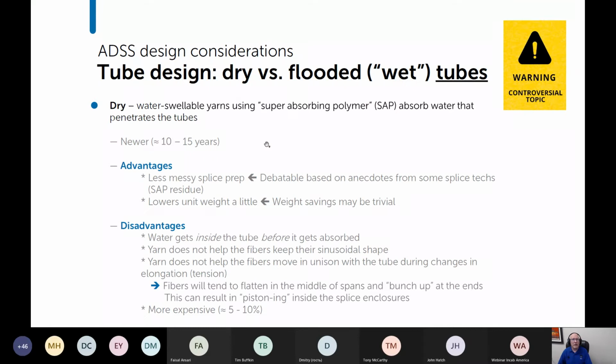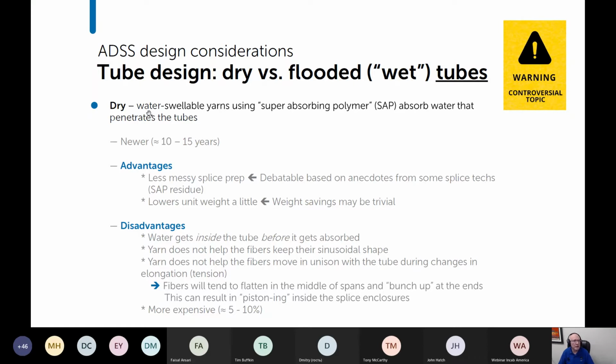Okay, now I mentioned at the beginning that some of our topics are going to be controversial. This is the first of those controversial topics, where cable suppliers in the same room could actually come to physical blows over these topics, but I'll do my best. First up, tube design, dry tubes versus flooded or, again, wet tubes.